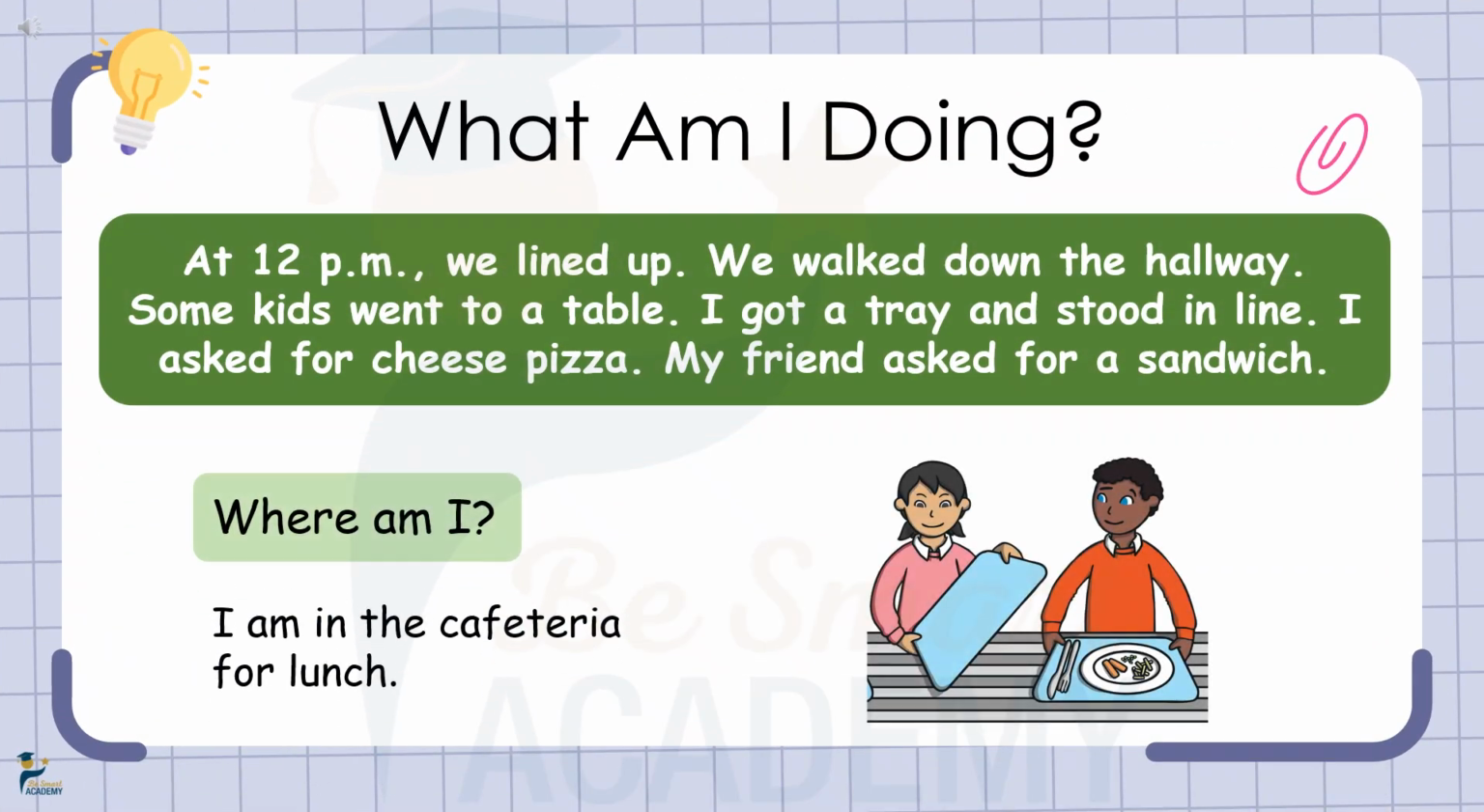Another example to make inferences. What am I doing? The text is, at 12 p.m., we lined up. We walked down the hallway. Some kids went to a table. I got a tray and stood in line. I asked for cheese pizza. My friend asked for a sandwich. Where am I? Based on the text and our knowledge, we can infer that the author is at the cafeteria for lunch.